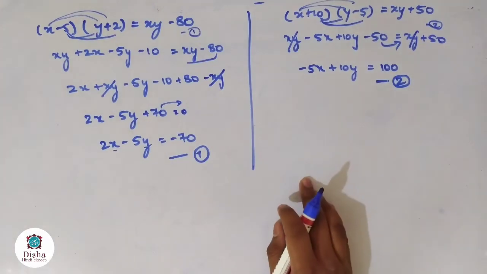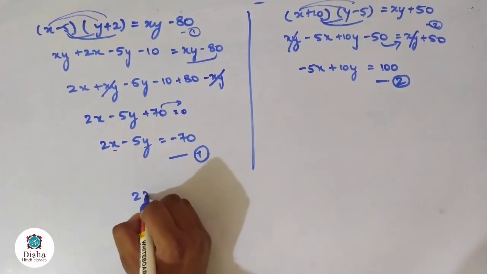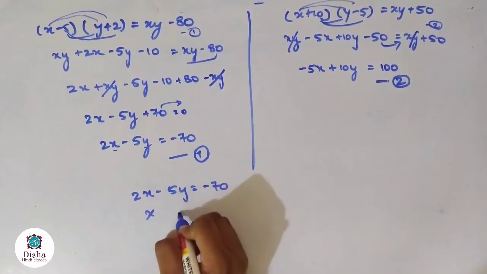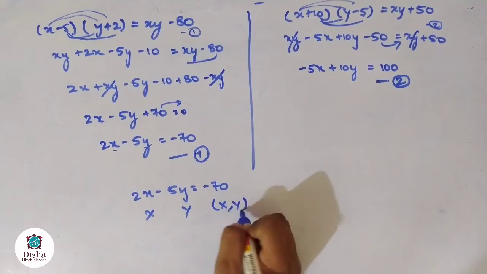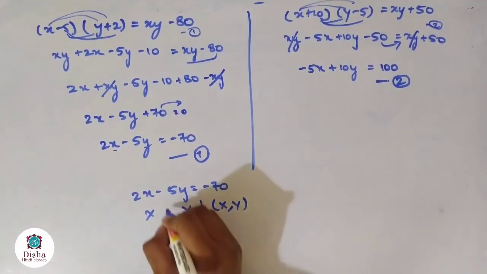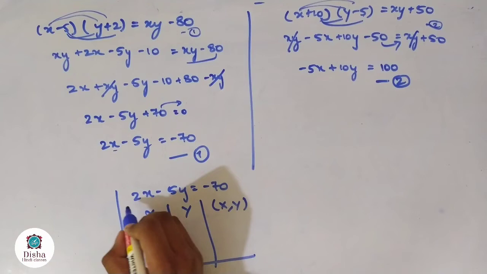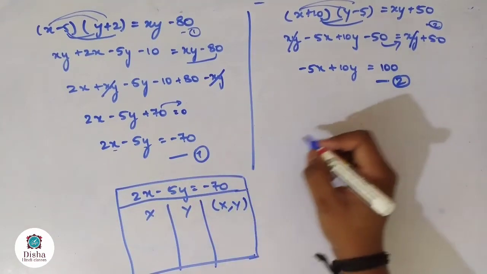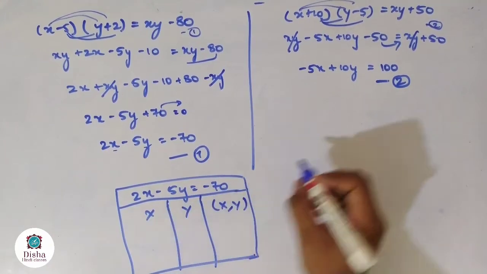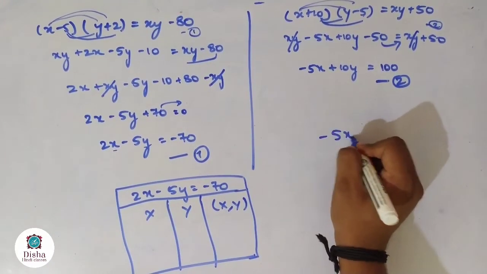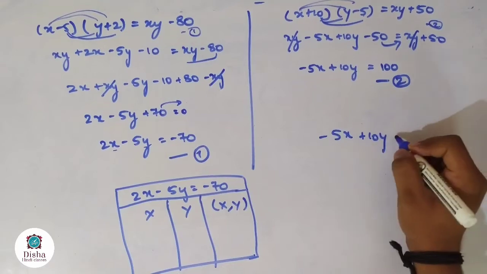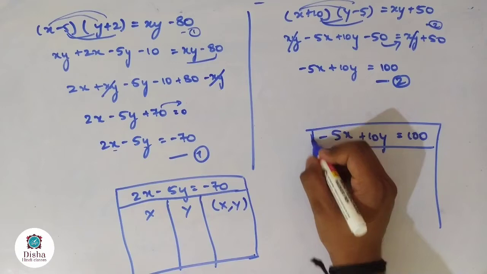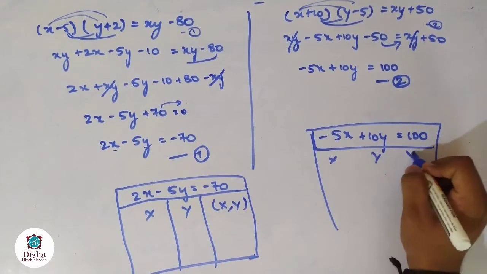Okay, now let us draw the box for them. 2x minus 5y equals minus 70, x, y. The box drawing is very important because here you can easily identify the points. So here we have the equation minus 5x plus 10y equals 100, x, y.